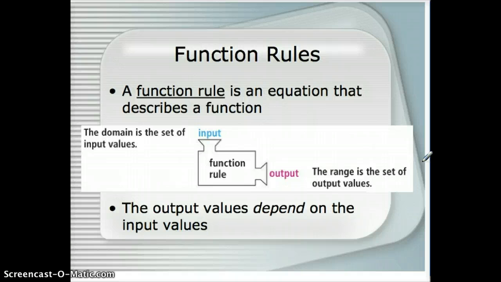Again, we've got lots of vocab here. The domain is the set of input values. So everything that you're inputting, usually your x's, you put them in some sort of equation, you evaluate the function rule, and out comes the output. Those are usually your y values. They're also called the range. Domain is input, range is output. The output values always depend on the input values.